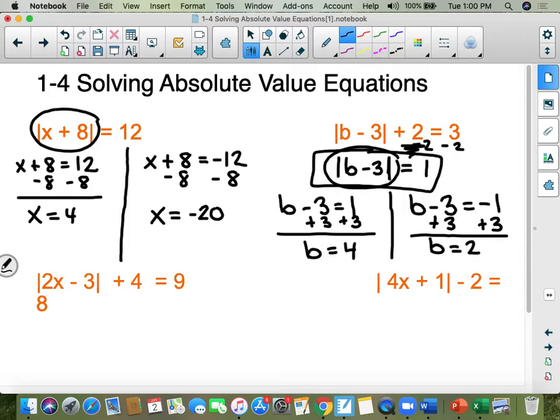Okay, there's an error right here. This little 8 isn't supposed to be here. This little 8 is supposed to be over here. So let's just move it there.